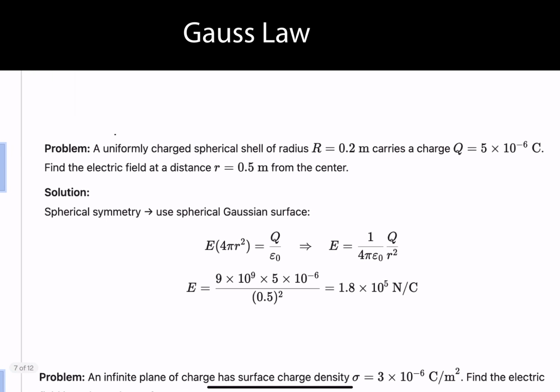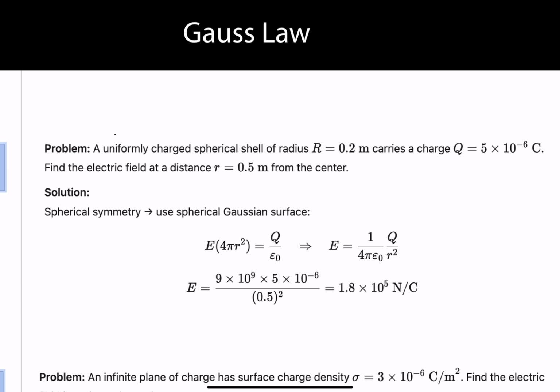Now, I'm not going to take much time on this problem because it's exactly similar to the previous one, except that the numbers are given here. So we have a uniformly charged spherical shell of given radius, carrying a charge. Find the electric field at a distance, small r, 0.5 meter from the center. What is to be noted is that the radius of the sphere is immaterial here. We don't care about that because we only care about the radius of the Gaussian surface.